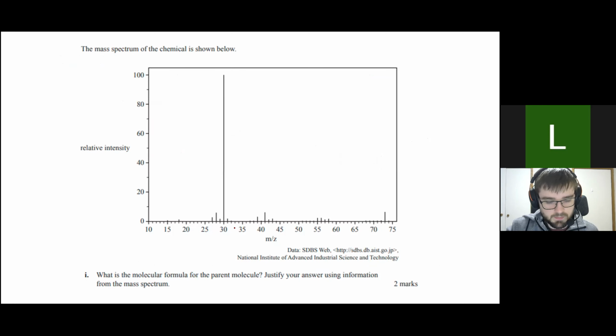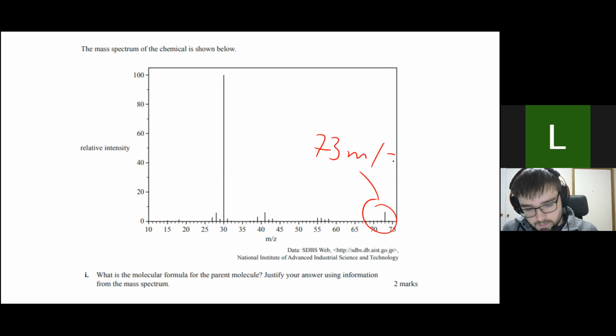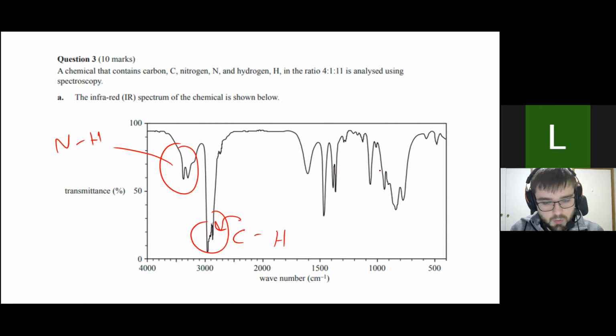We've got the mass spectrum. Now, remember, first thing we're going to look at is the parent ion. It's at 73. So what is the molecular formula for the parent molecule? Give your answer using information from the mass spectrum. So to find the molecular formula, we need to take the empirical formula and then compare it to what we know the mass is. Divide one by the other. So the empirical formula is C4N1H11.